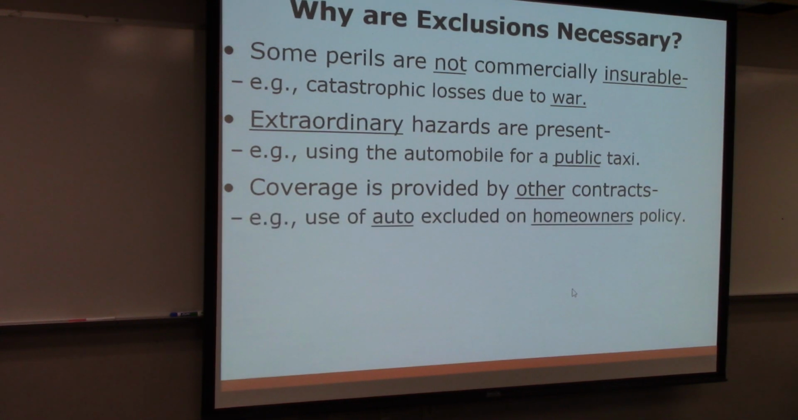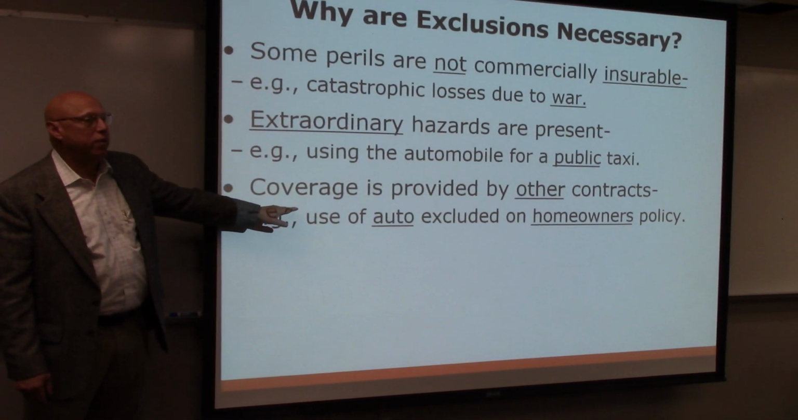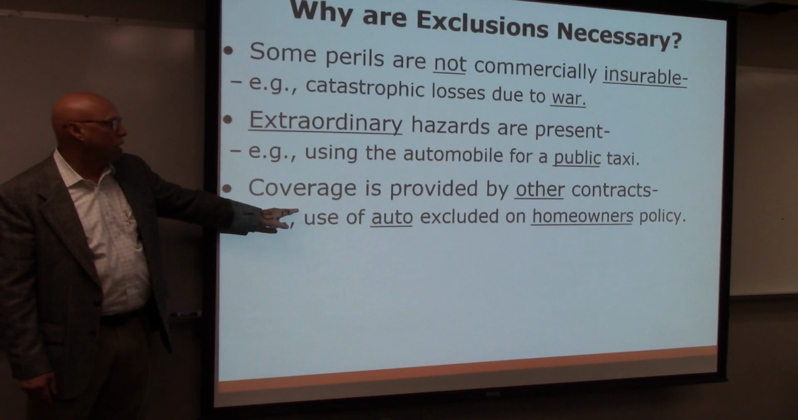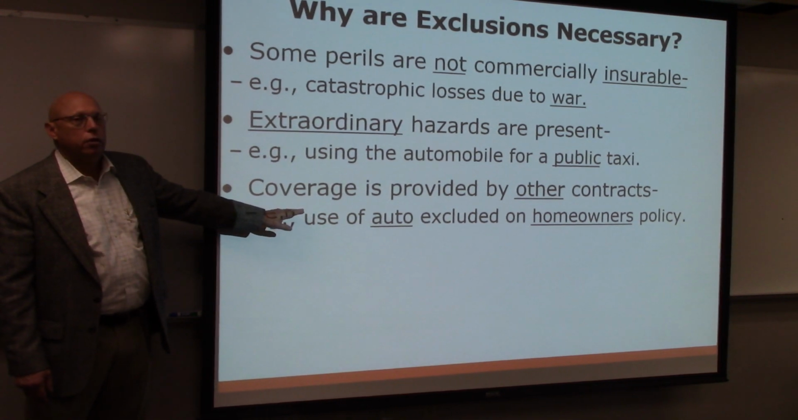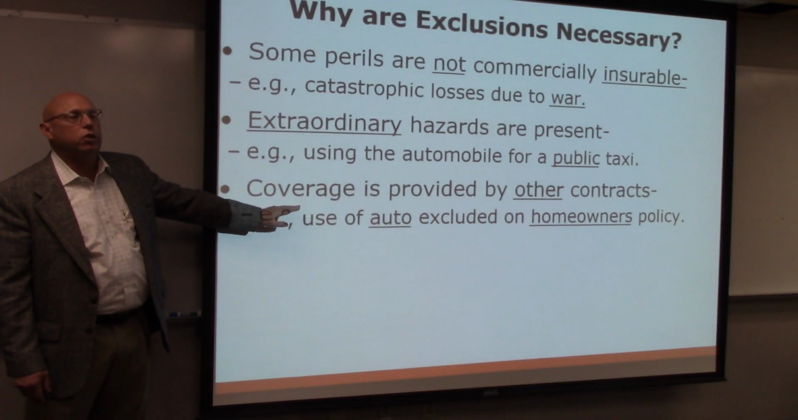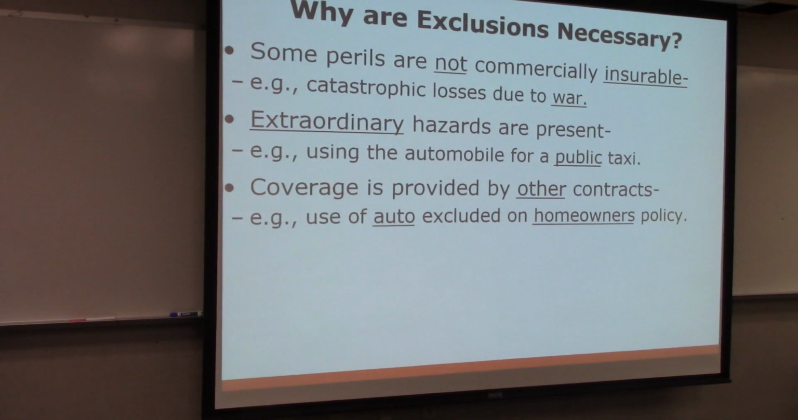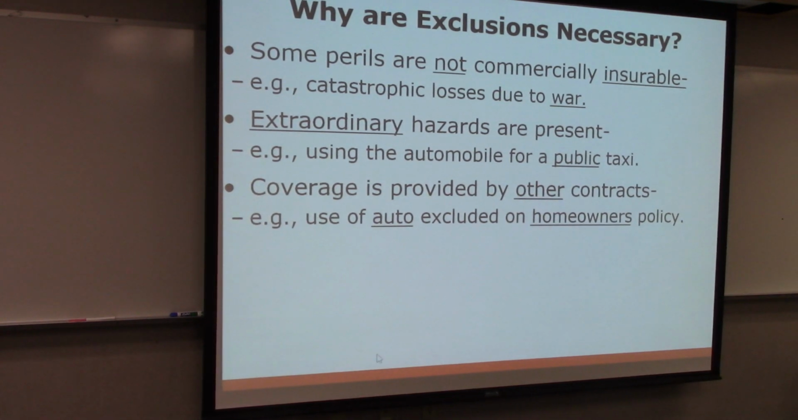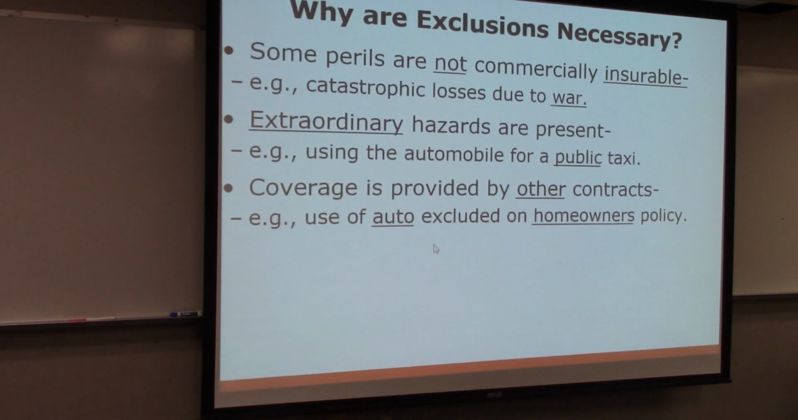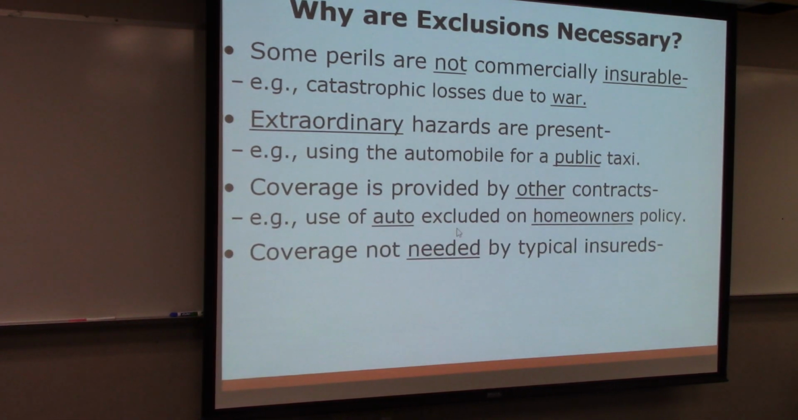So if you have property that's covered on a separate contract, then you're not going to have coverage on other contracts. There's not going to be redundant coverage. Okay? That's what they're saying here. If you can get coverage through other means, then they're not going to cover you.